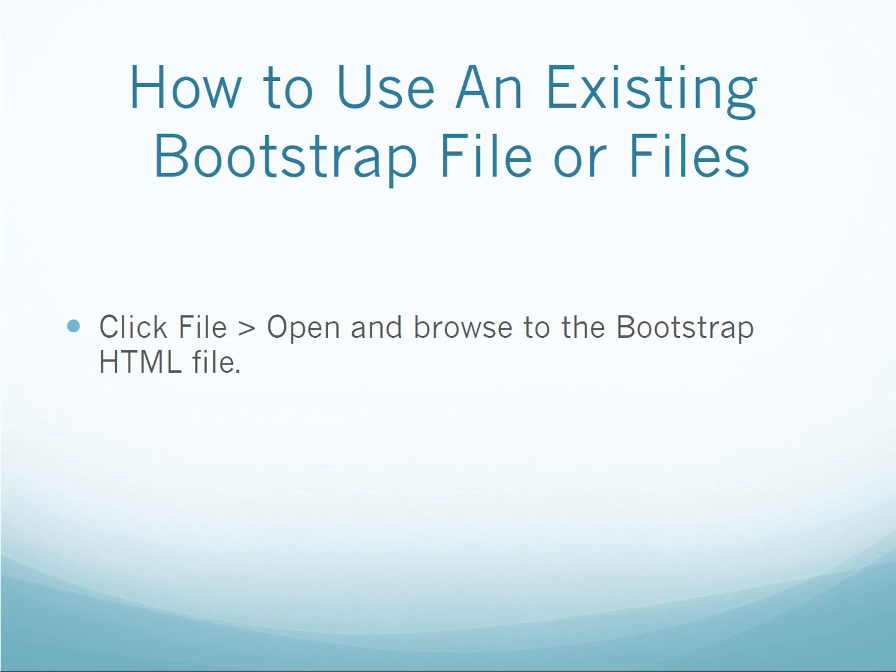How to use an existing Bootstrap file or files. You can open Bootstrap files in the following way. Click File, Open, and browse to the Bootstrap HTML file. Create a Dreamweaver site and point the site folder to the folder that contains all your Bootstrap files. When you open a Bootstrap HTML file in Dreamweaver, the rows are highlighted in gray dashed lines with rounded corners. The columns are highlighted in blue dashed lines.